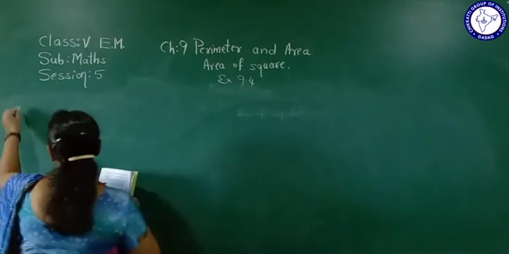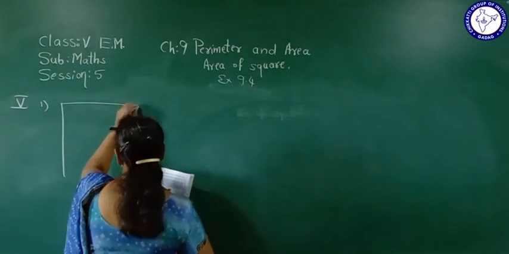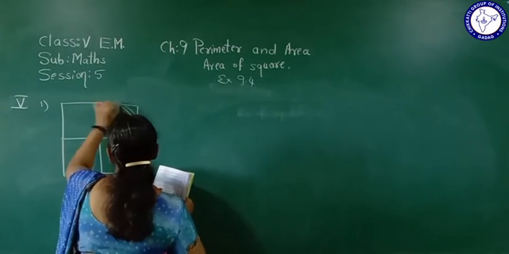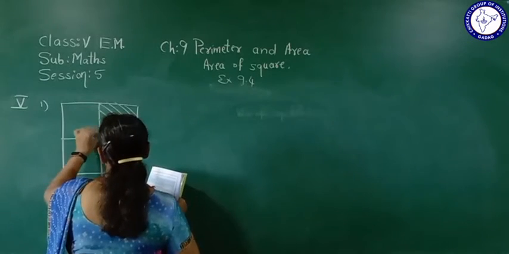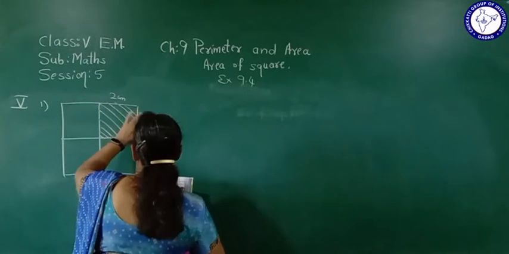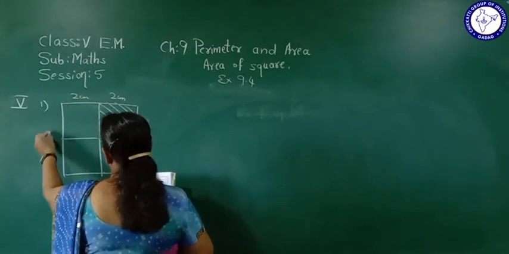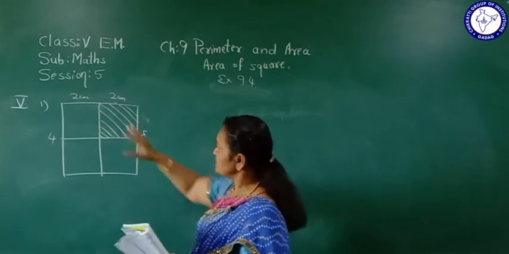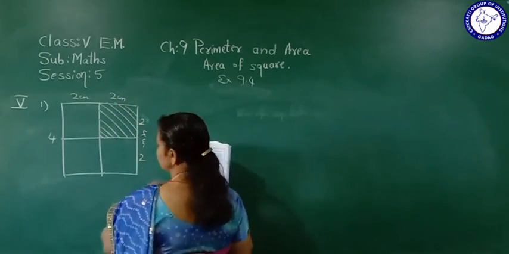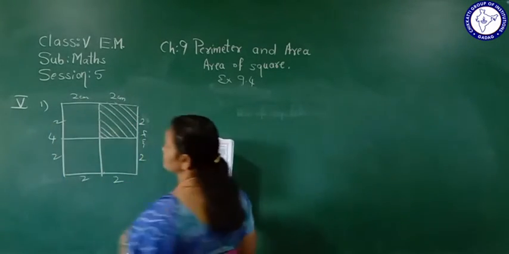Calculate the area of a shaded region. Here first one square is given where one part is shaded, and it is told that this part is 2 centimeter, here is 4 centimeter, this part is 2 centimeter, and here is 4. So 2 plus 2, it is 4, isn't it? So here this part also is 2 centimeter and this is 2. Here is 2, this is 2, here 2, and this part also 2.